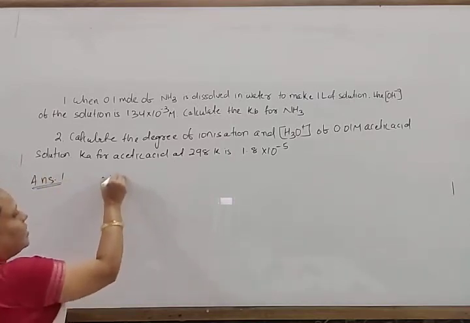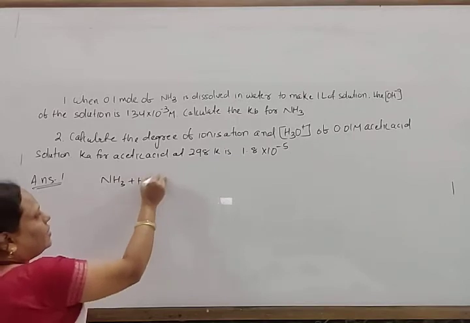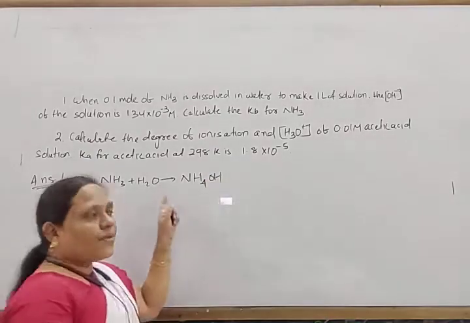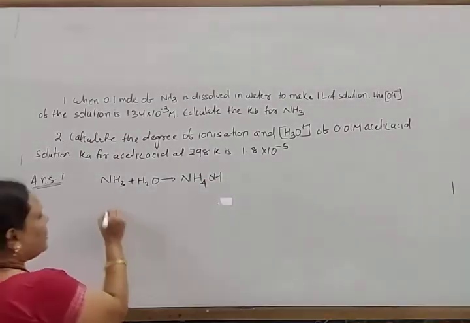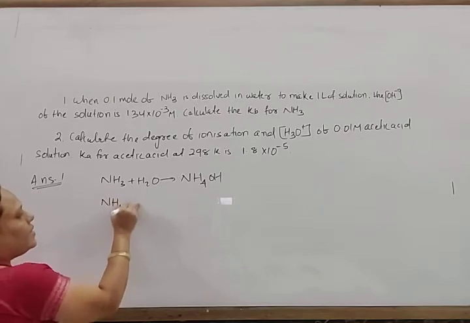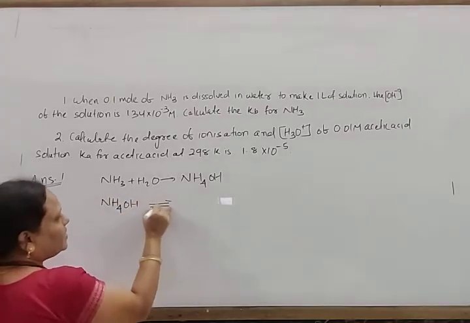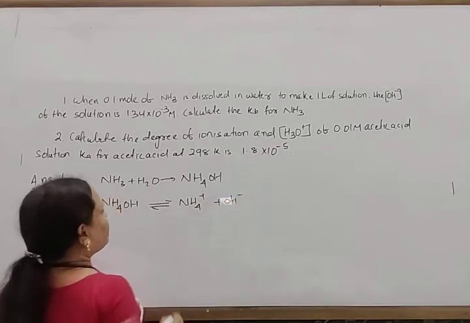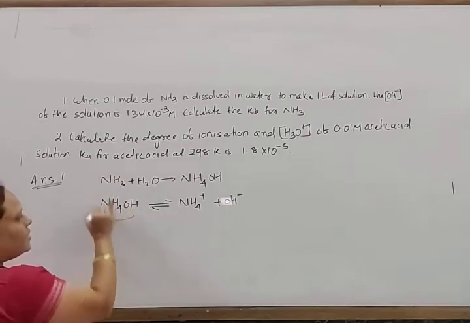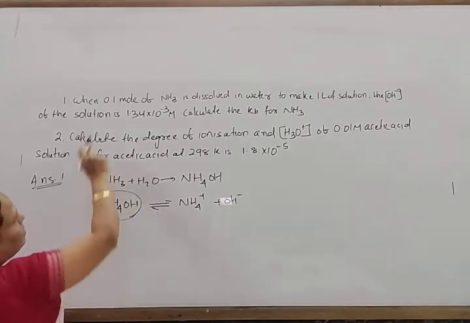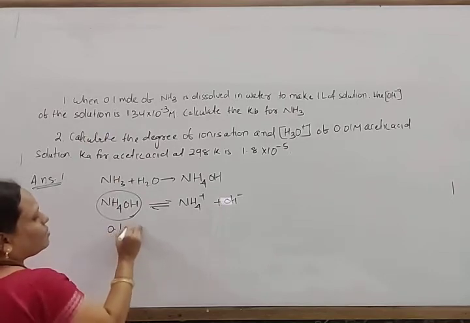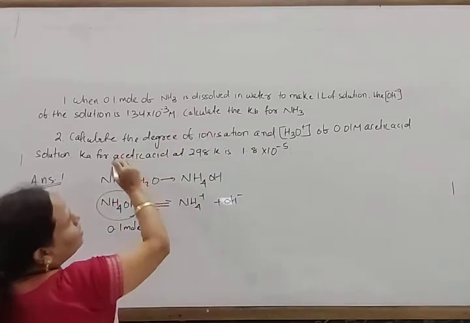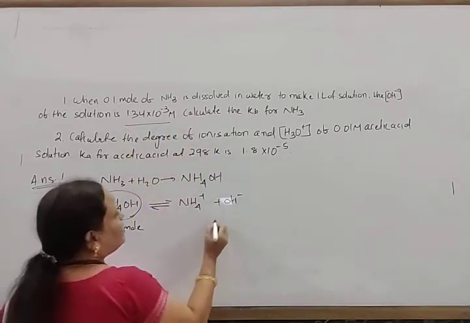When ammonia is dissolved in water, it forms ammonium hydroxide, which is a weak electrolyte. This ammonium hydroxide dissociates as NH4 plus and OH minus. So here, what is the concentration of this NH4OH? The total moles given is 0.1 mole. And what is the concentration of this OH minus found after dissociation? What is the concentration of this OH minus?